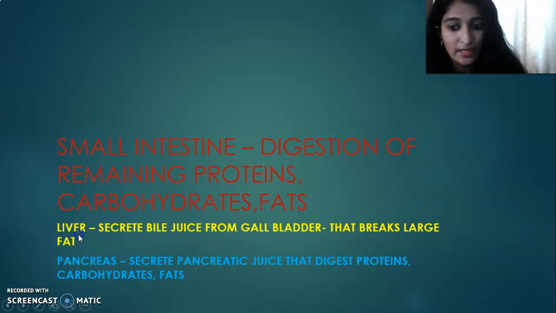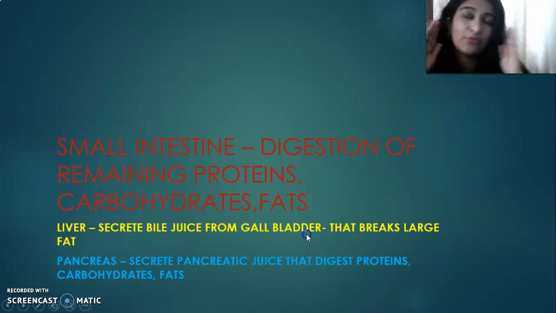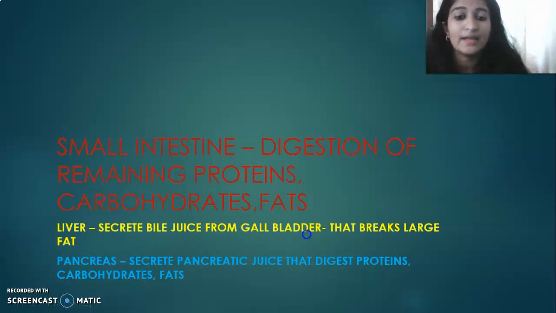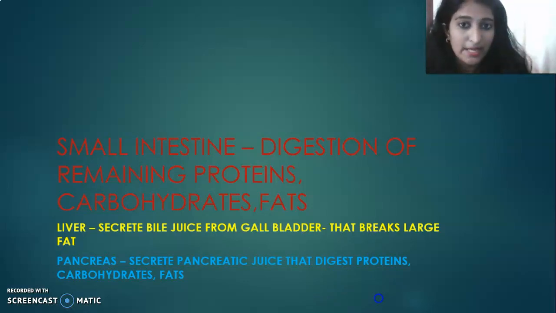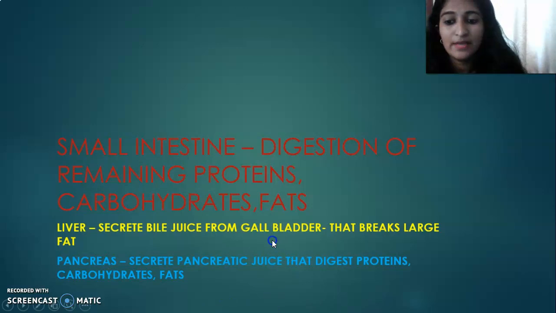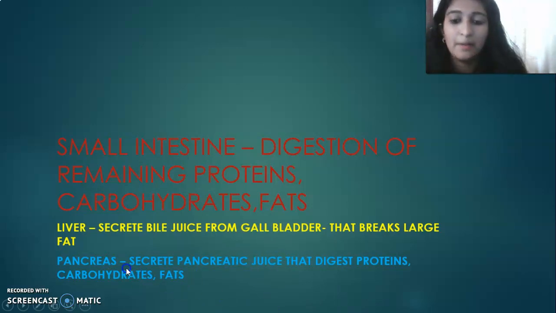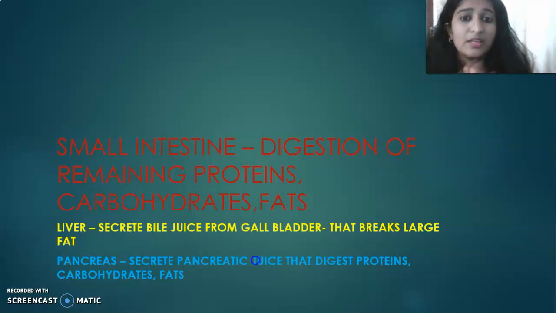I told you, the liver secretes bile juice, stored in the gallbladder. You must memorize the gallbladder. The liver secretes bile. Bile breaks large fat. Next, we have help from the pancreas. The pancreas secretes pancreatic juice, which breaks proteins, carbohydrates, and fat. Now it is all digested and it is in the small intestine.